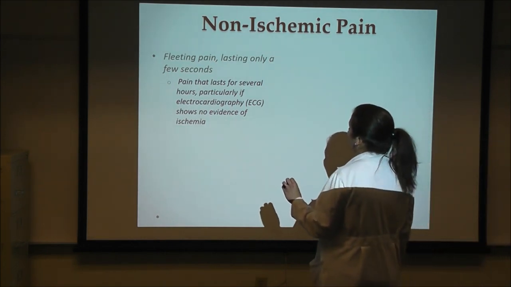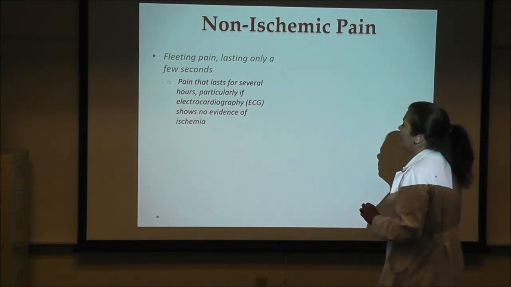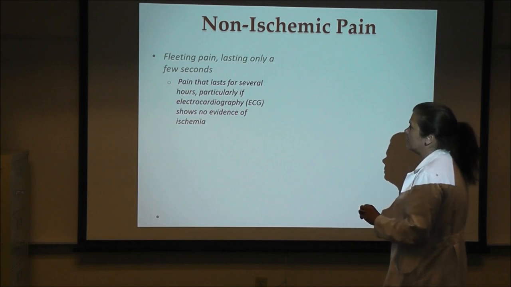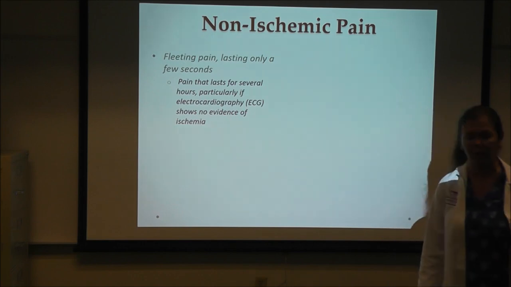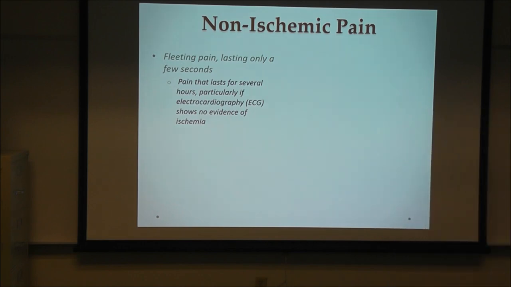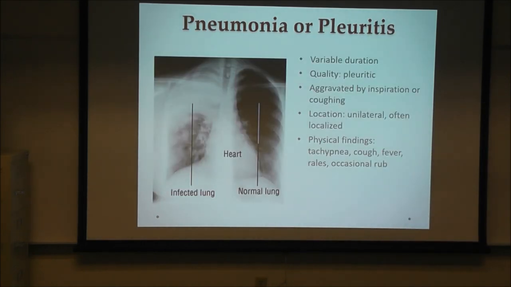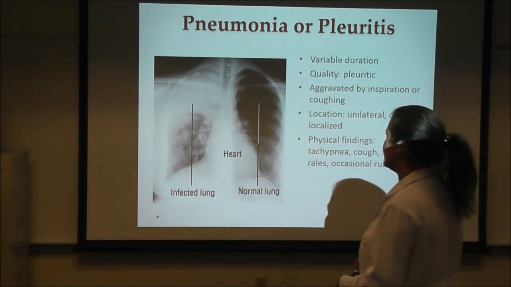Other non-ischemic chest pain. Look at, again, the echocardiogram, pains that last a few seconds. You look at the troponins, if you see no evidence of troponin leakage, of course it could be completely angina related, but look at other disease processes as well.